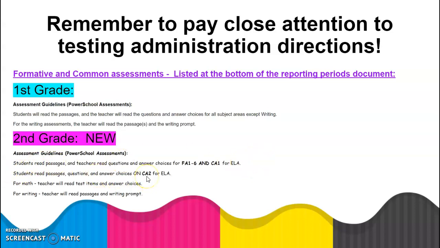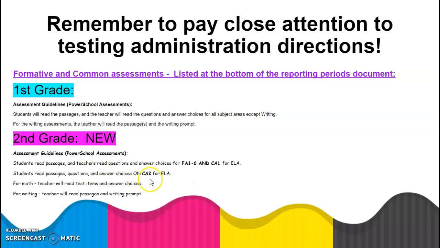But on the last common, we would like for the students to read the entire thing. You can still help pace them. You could say, okay, everybody read this passage. Now go ahead with your questions if you feel that's appropriate. You know your students, and sometimes they just need help pacing along the way, so you can certainly intervene. We just want them to read the passages and the questions and answer choices.